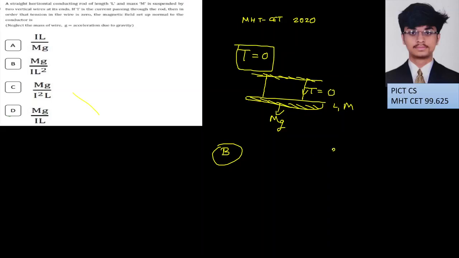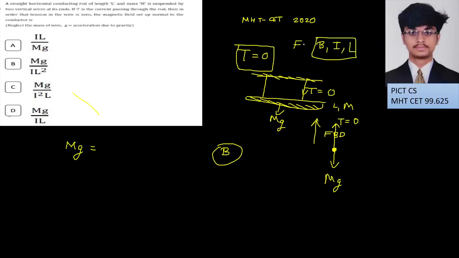Now it's such a simple question. See, let's consider the FBD, free body diagram. This is, suppose, the center of mass from which the weight mg is acting, and what we have been told, of course we know that tension is developed, but the tension developed is 0, so there must be some other force, right, which must balance this mg. That's the basic condition in the question. So we have to equate mg in terms of the magnetic field, current and length. We all know the force is IBL sin theta, which is BIL.